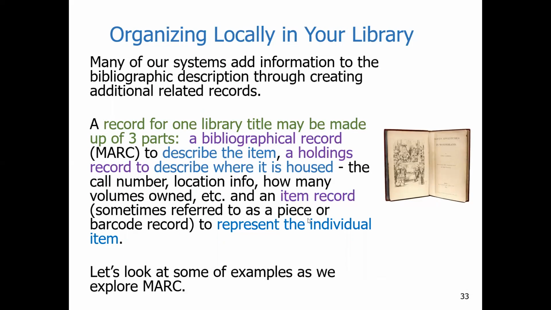And we talked about this already, so I don't want to spend too much time on it, but for many libraries, a library title is made up of 3 parts: that bibliographic record, and that would be your manifestation in that WMI model, that manifestation level record. But remember, we have to put everything in there because we don't have the other levels. That's where we describe our item, describe our resource. A holdings record, which describes where it's housed. And then an item record, sometimes referred to as a piece record, barcode record, that represents the individual item.